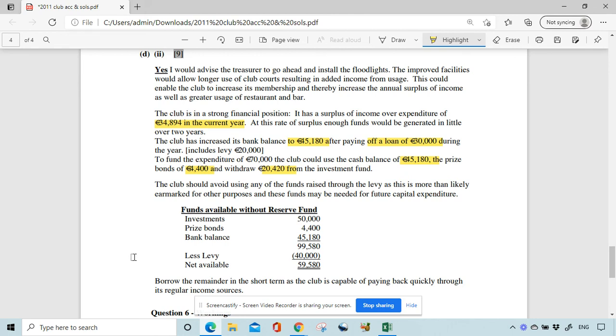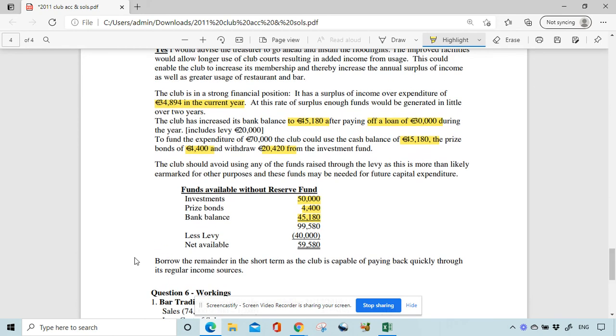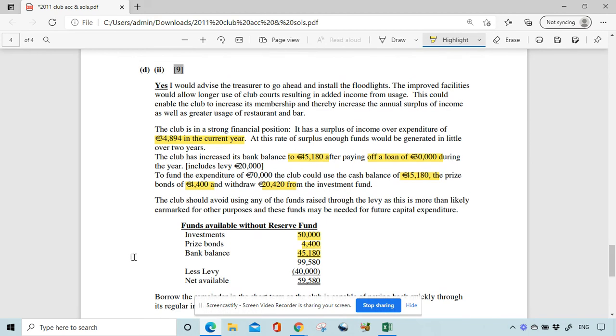So this is what they have. They have 50 grand investments, 4,000 in prize bonds, a bank balance of that. So they have more than enough money, really. And they could easily borrow money as well. So this club is in a well-off position and you should recommend that they do go for the floodlights.